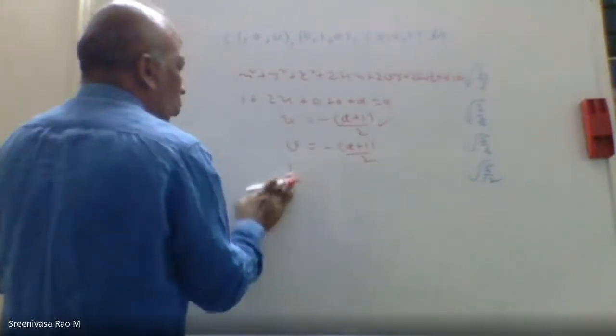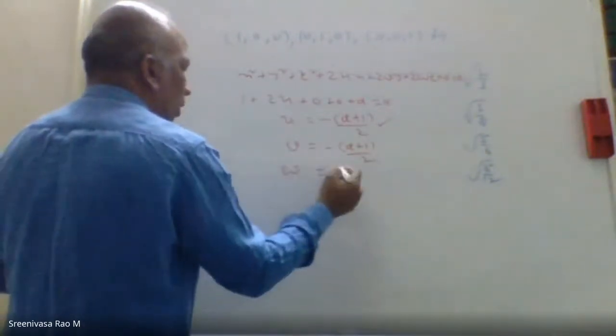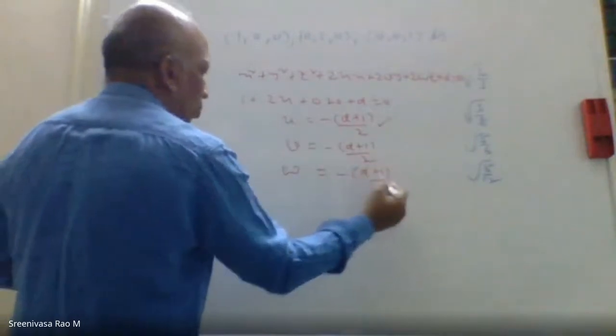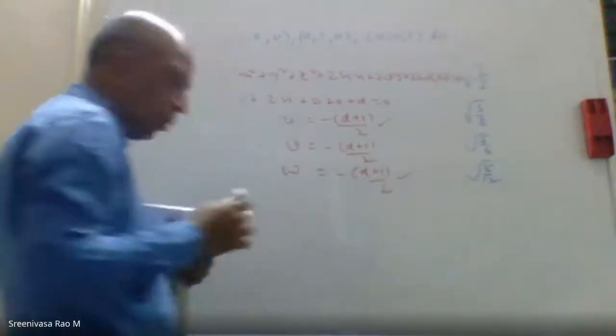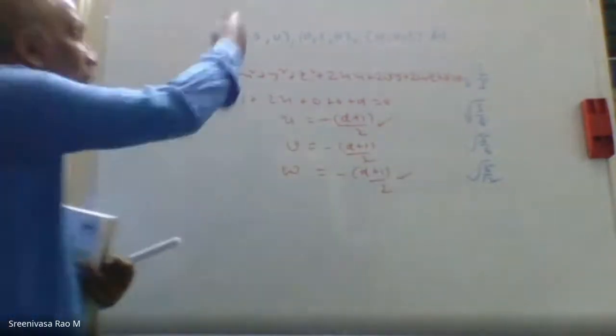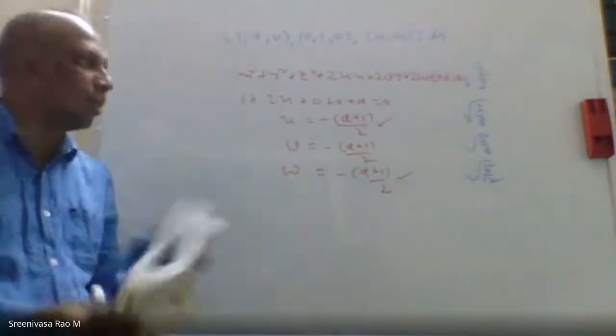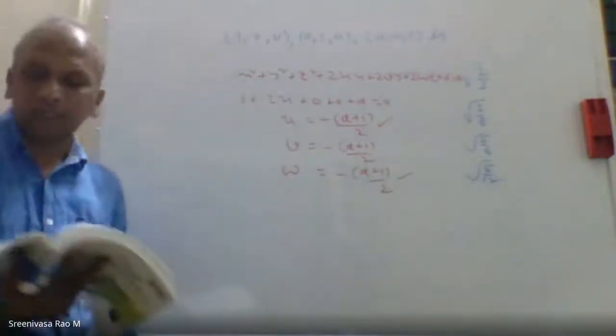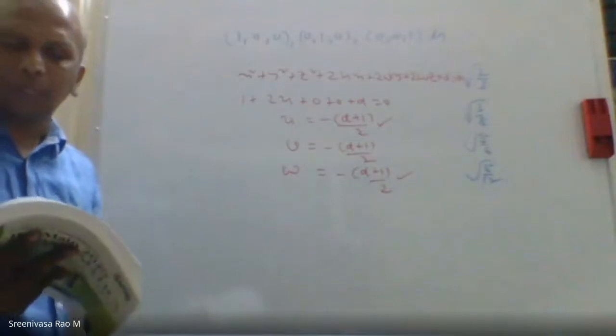Even u, v, w also, you will get minus of (d plus 1) by 2. All three will be equal. You can substitute the points, and you will get u, v, w will be the same. All three values will be the same.